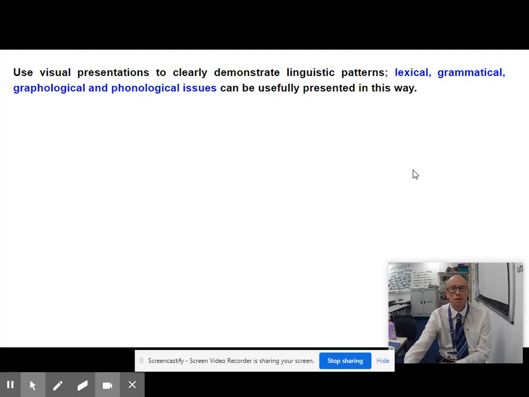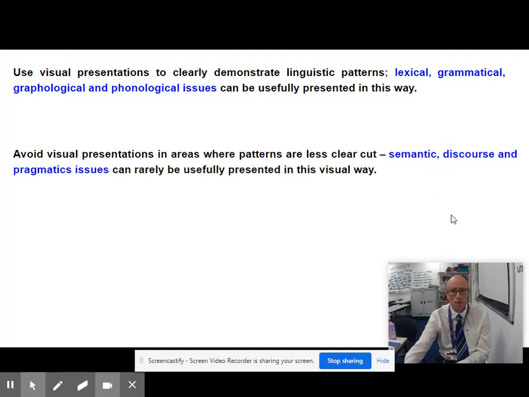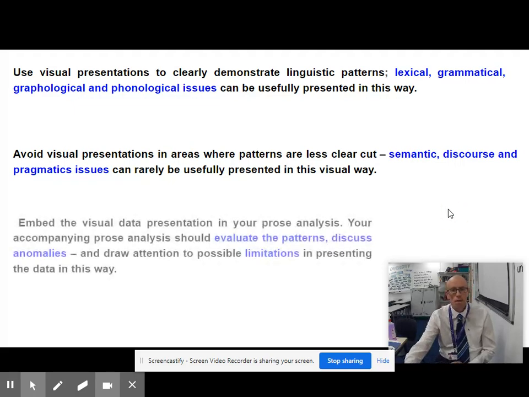So use visual presentations to demonstrate clear linguistic patterns, and that could be to do with lexis or grammar or graphology or phonology. And avoid using these kind of presentational devices where really these patterns are less clear cut. For example, in semantics or discourse or pragmatics.